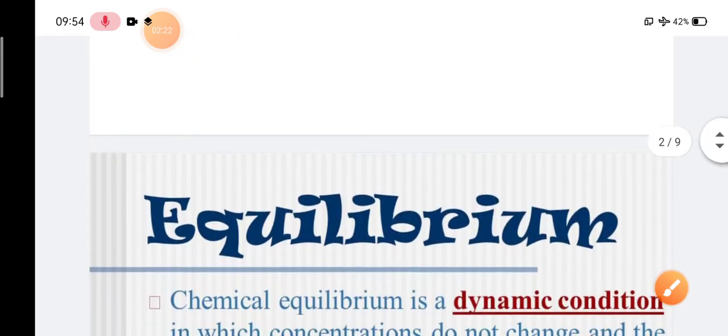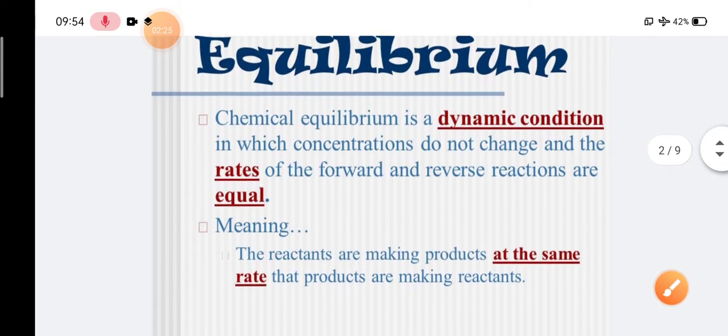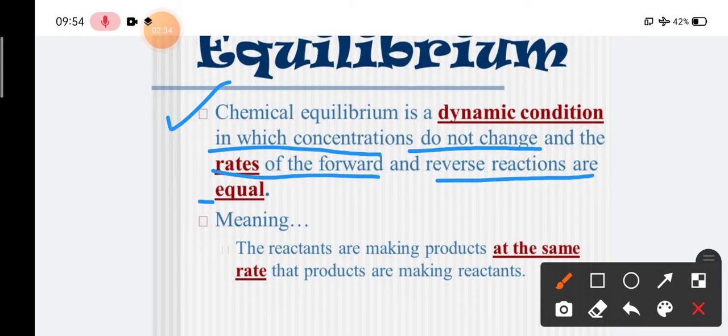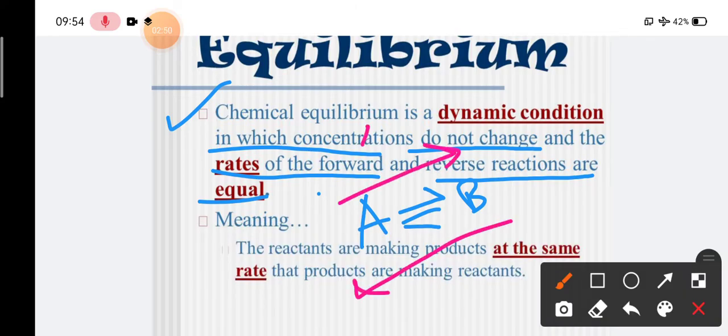Chemical equilibrium is a dynamic condition in which concentrations do not change and the rates of the forward and reverse reactions are equal. So what is chemical equilibrium? It is a condition where the rate of the forward reaction, that is from A to B, and the rate of the backward reaction, from B to A, are the same.